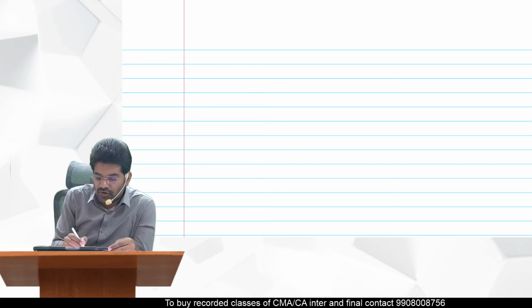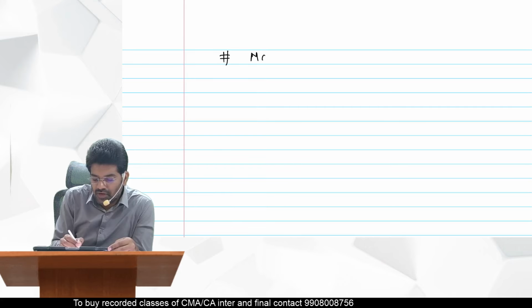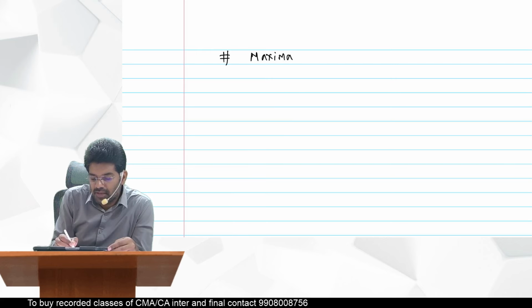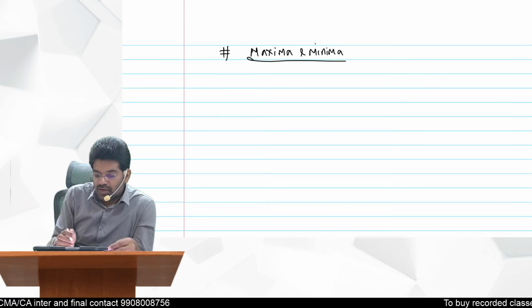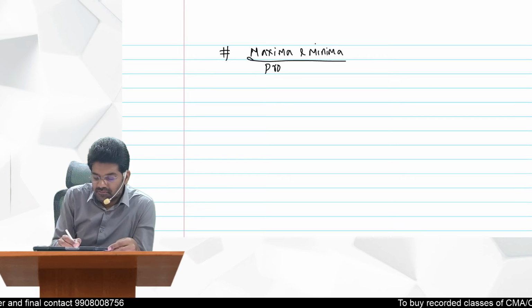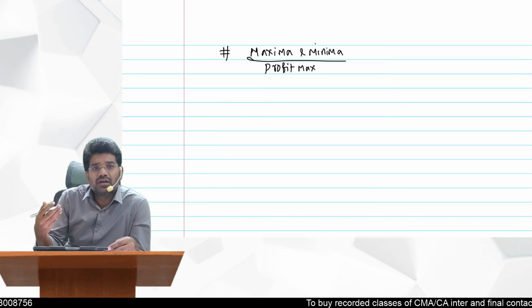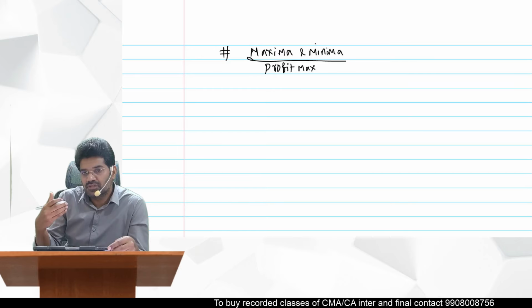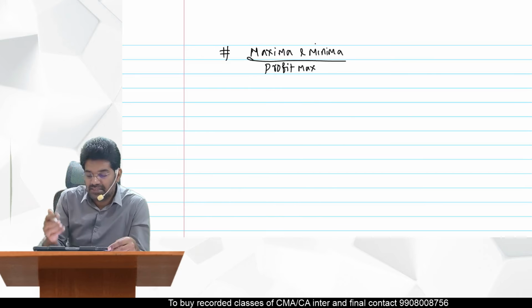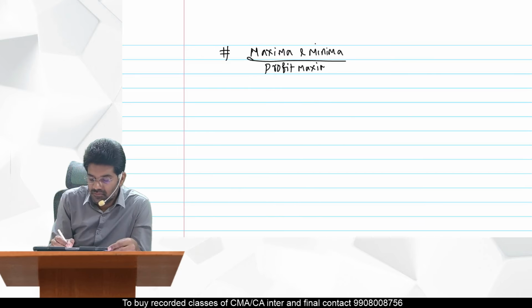Now let us take the profit maximization concept. We are trying to understand what exactly is maxima and minima and why derivatives are being used. I will take profit maximization only. That is, how many units should I produce, or at what level of output would my profit be maximum? Profit maximization.